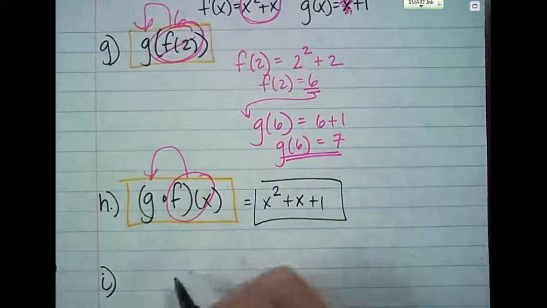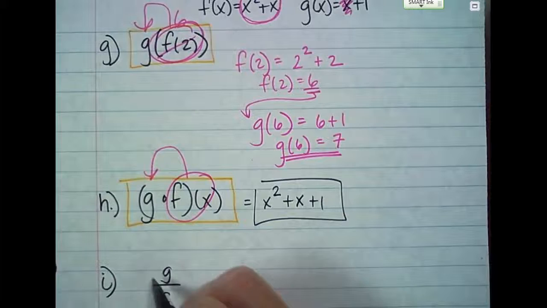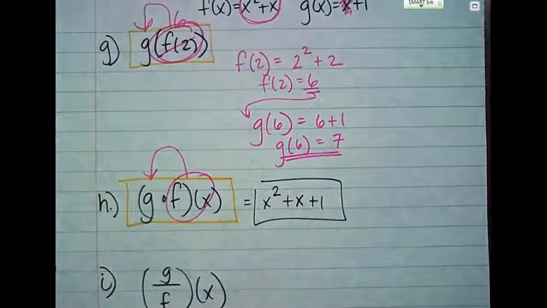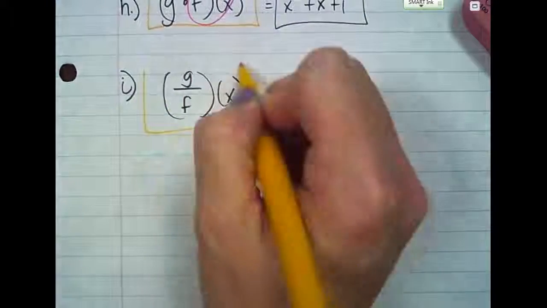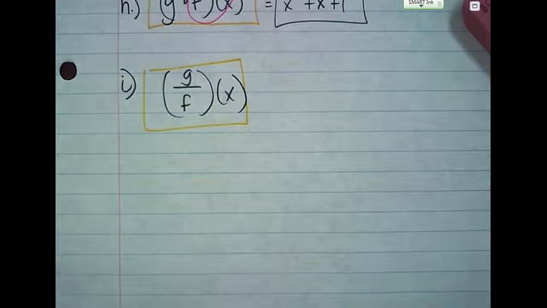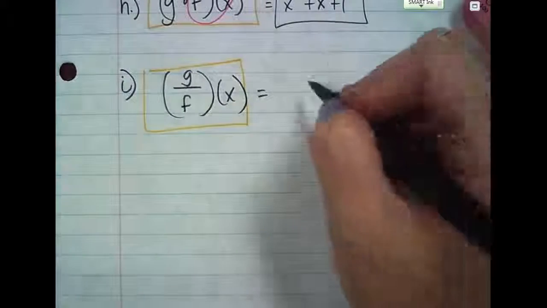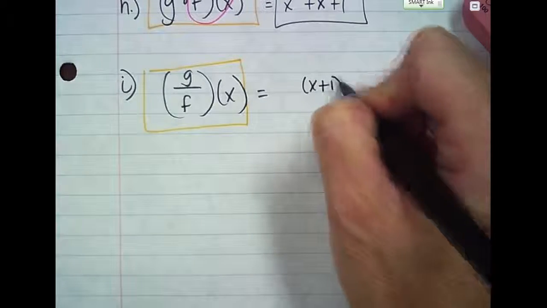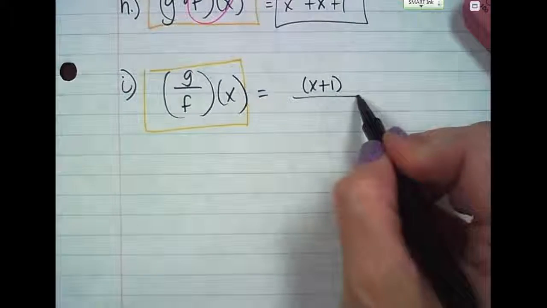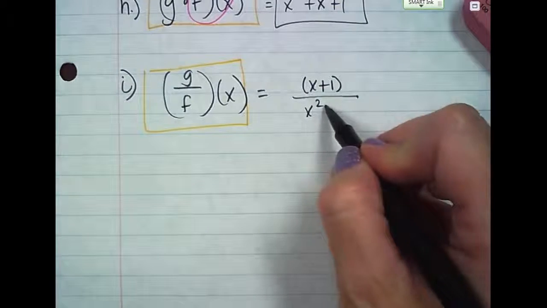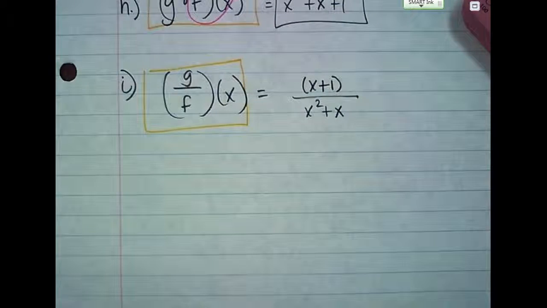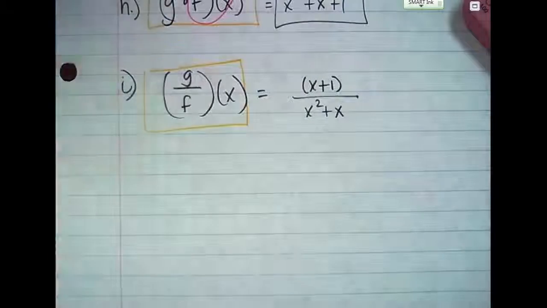Here's I. G divided by f of x. You're going the other direction. G divided by f of x. So on top gets the numerator x plus 1. In the denominator, you're going to put f, which is x squared plus x. See if you can remember what you did last time. Give it a shot.